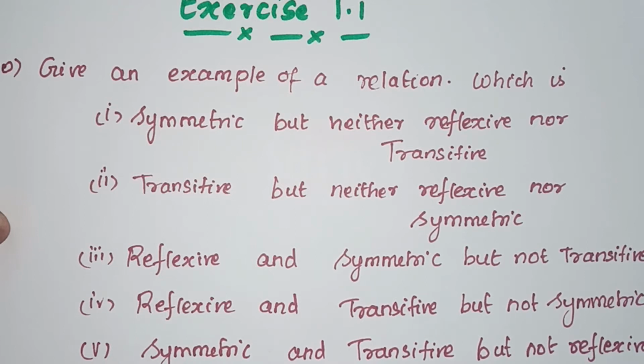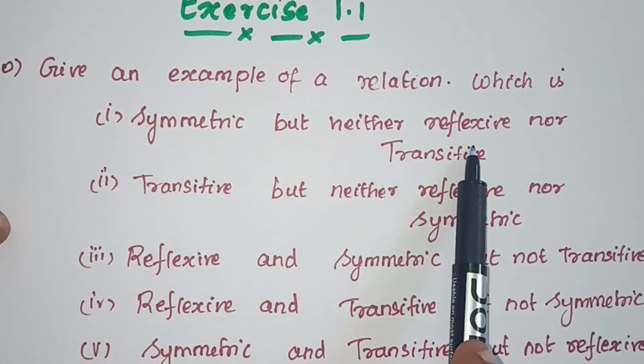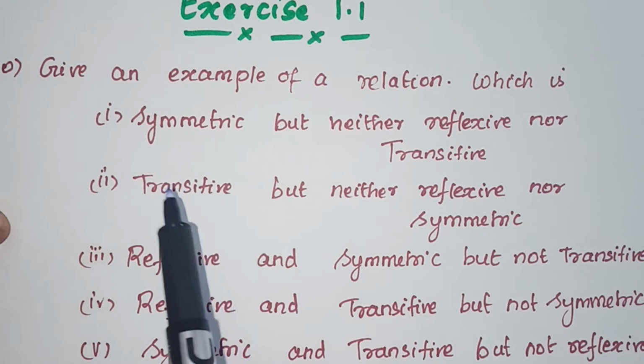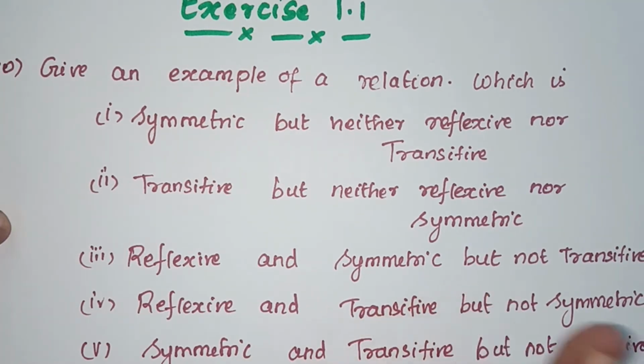You need to write any example, but that example should satisfy, for instance, that the relation is symmetric but not reflexive or transitive. For each part you need to write one example. So I am leaving this question to you as homework. Write an example for each relation and post it in the comment section. So I am leaving this problem to you.